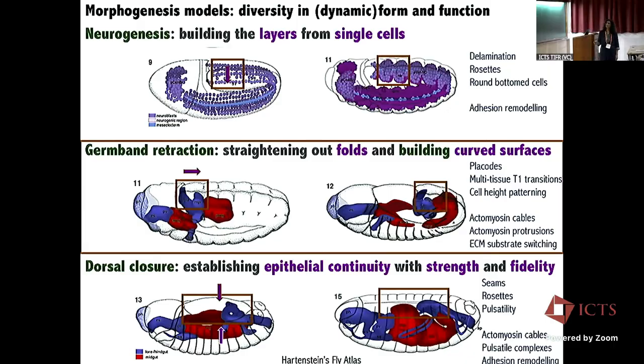So there are three processes that we work on in the lab, and from all of today's talk, I'm just going to focus on one, which we call germ band retraction, during which, as I'll show you in a movie in a minute, the germ band, which is this U-shaped structure here, moves from the head end to the tail end. The head end of the fly embryo is here, the tail end is here, so that the tail, which forms here, is positioned at the end opposite to the head rather than right next to it. You can imagine what happens if this process fails.